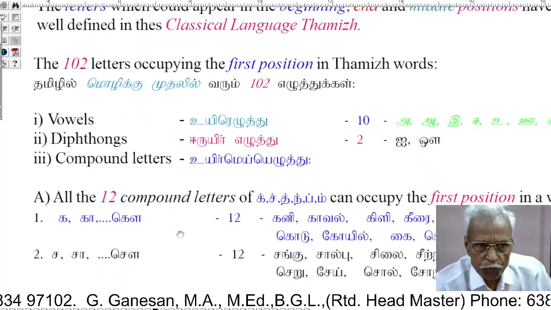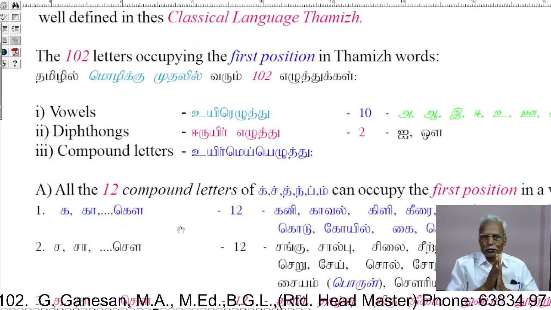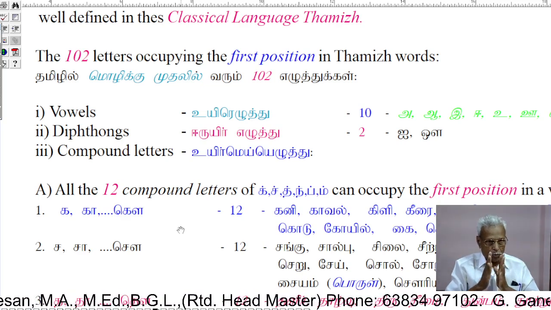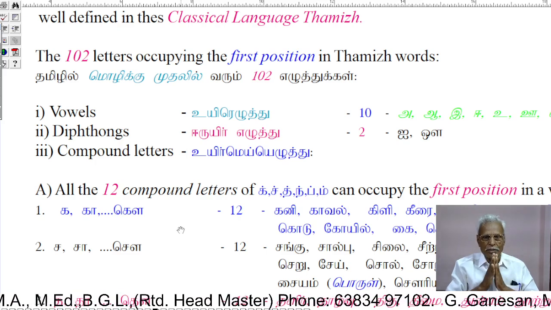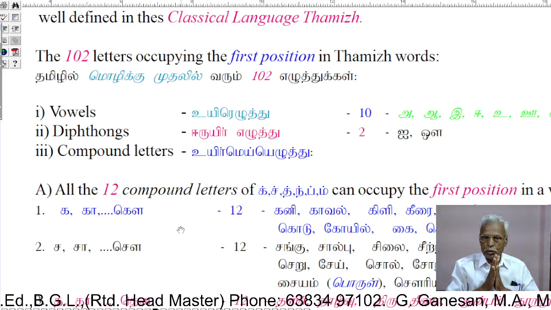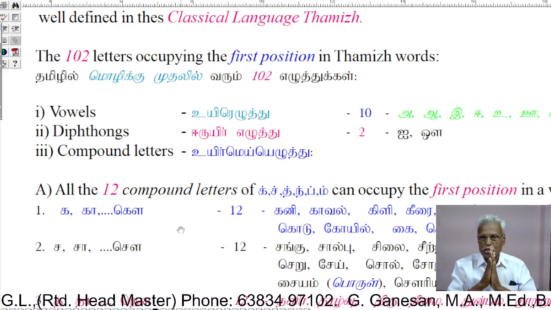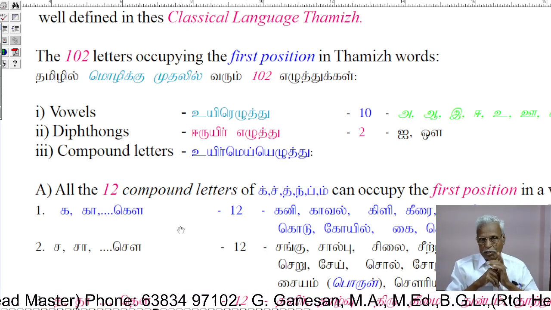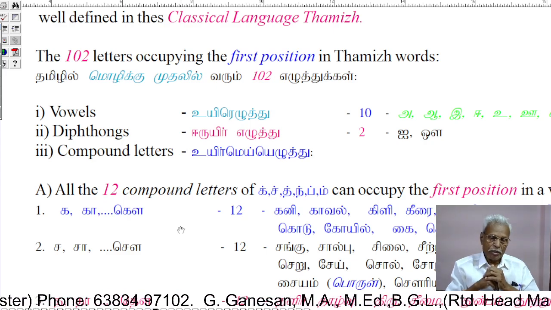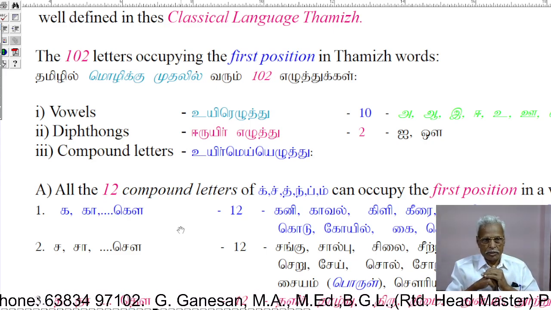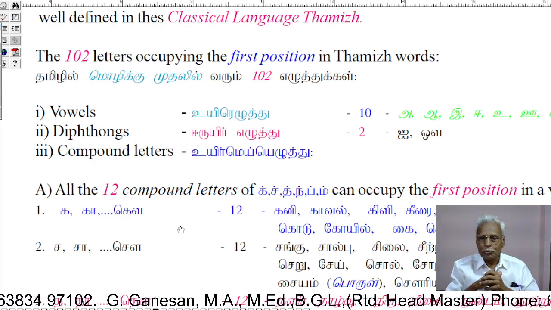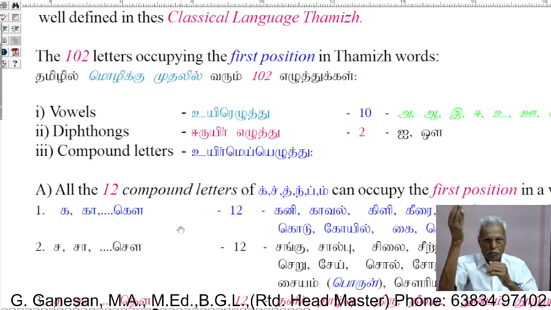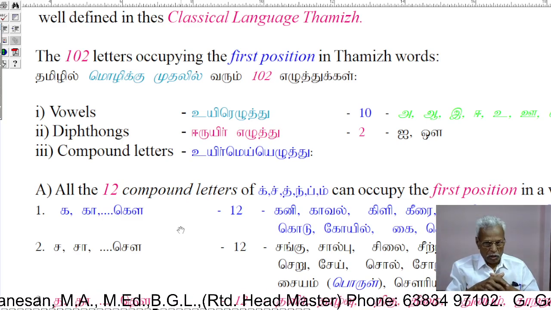You see, 102 primary and secondary letters are used in Tamil. 102 letters occupy the first position in Tamil words.